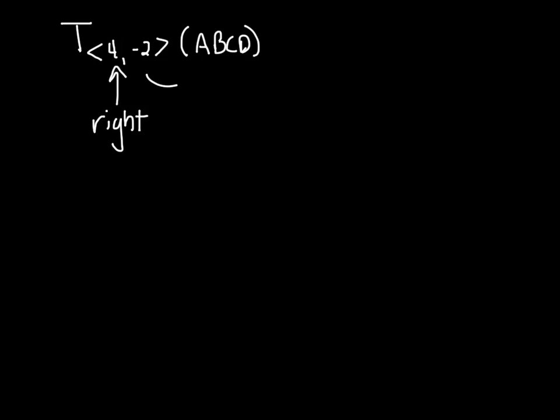You'll notice that it says T 4, -2, A, B, C, D. What that means is this is your x value. Your x value goes left or right. So this would mean you would translate your figure right 4 spaces. And this tells you up or down, because that's your y-axis. So this would be down, since it's negative, 2 spaces.